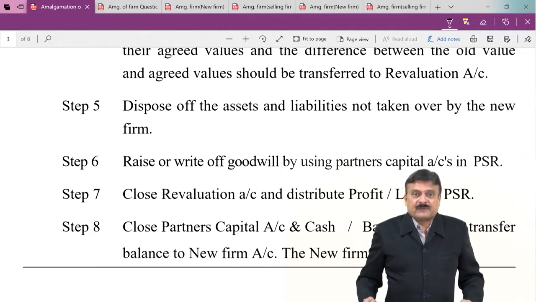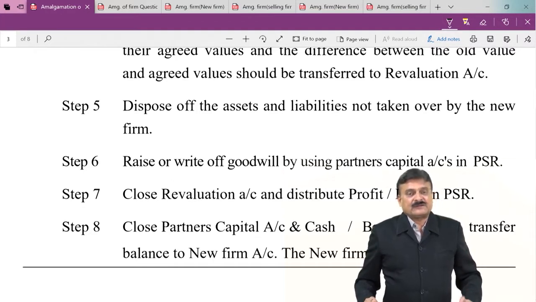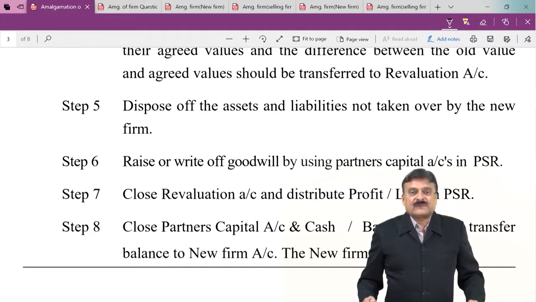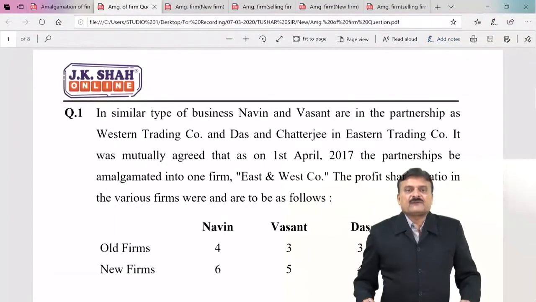with the questions part of amalgamation of firm. I repeat, we will be doing it by revaluation method. The topic to come next, conversion of firm, we will be doing by realization method. So, basic introduction gets over of amalgamation of firm. We start with the first sum for amalgamation of firm topic.